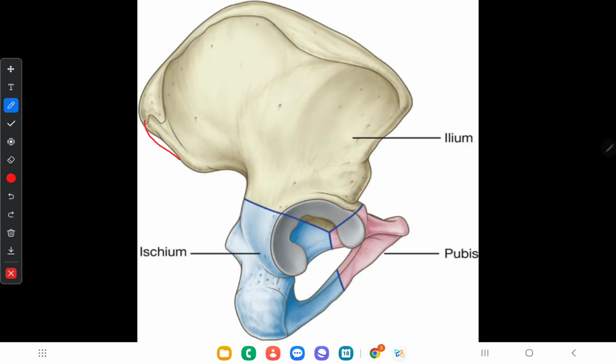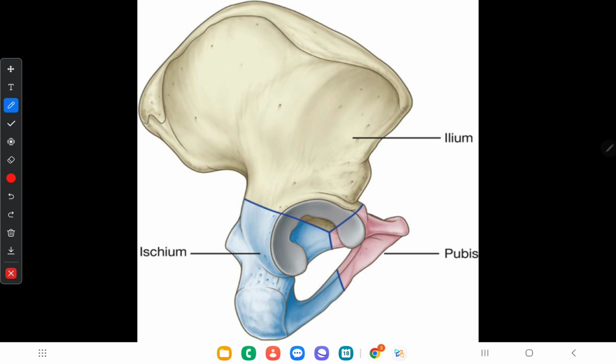Here, I'll show you the posterior border of the ilium. It starts from the posterior superior iliac spine and continues with the posterior part of the ischium. In the posterior border from above downwards, there is the posterior inferior iliac spine, the greater sciatic notch, then the ischial spine and the lesser sciatic notch.